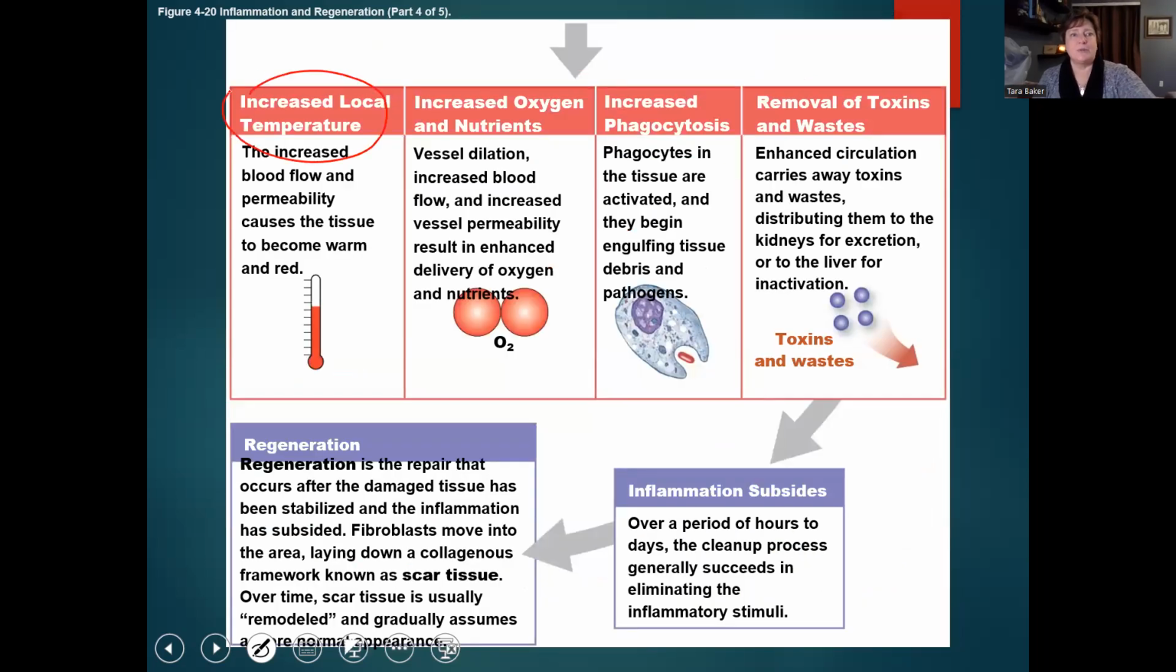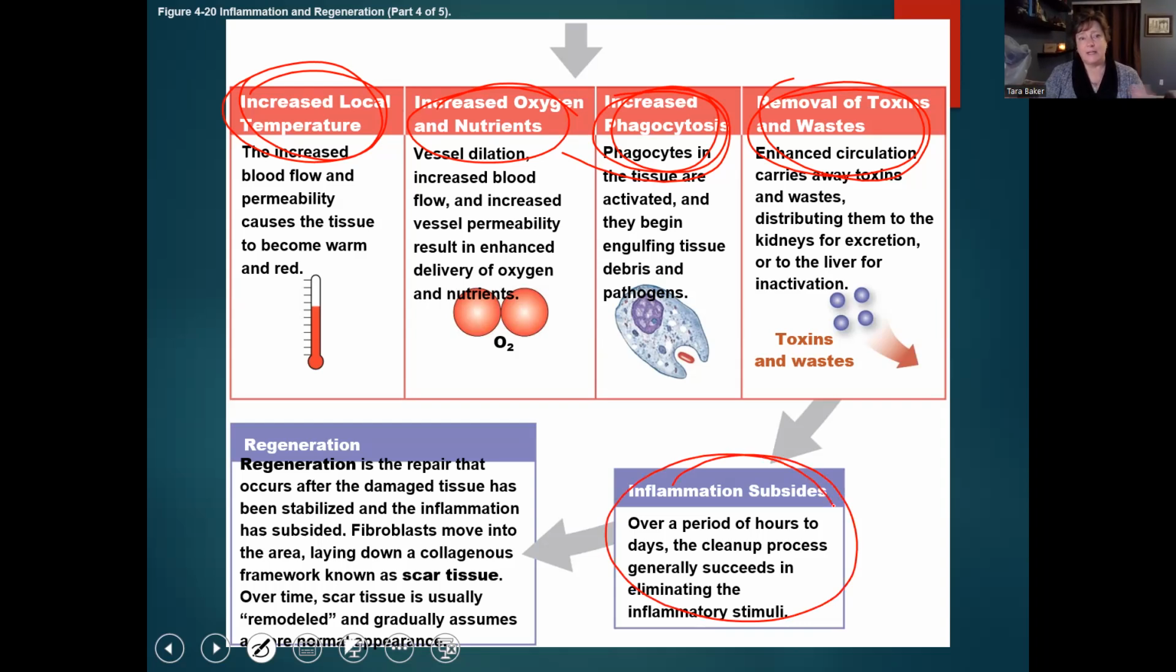So we have increased temperature, which is actually a good thing. It actually increases metabolism in that area, so the cells will divide and replace it faster. We have increased oxygen and nutrients because we have more blood flow. We have more phagocytosis. That's those white blood cells coming in and eating everything up and getting rid of all that debris. And we're going to get rid of all the toxins and the waste because those phagocytes are going to be eating it up, yum, yum, yum, and getting rid of it. Once all of that is done, our inflammation subsides, which could be hours to days, depending on the injury, and then we can begin regeneration.